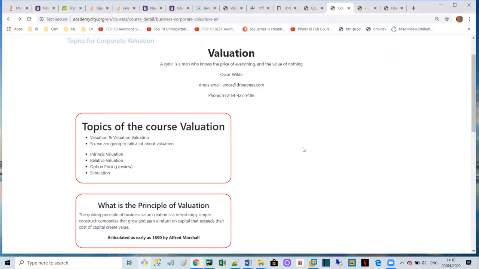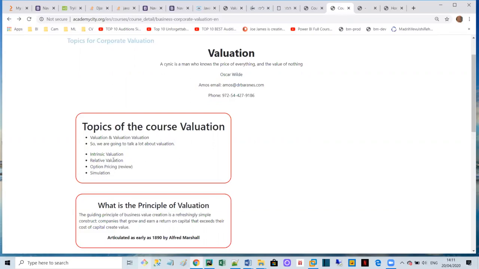Okay, what are we going to do in this course? We're going to focus on two main valuation methods, one called intrinsic valuation, and the other is relative valuation, the most common method. I'm going to mention and talk a little bit about option pricing. I'll give some examples, but it's not the main focus of this course. Finally, we will talk about simulation. We use simulation to substantiate the results we get in those two valuation methods.